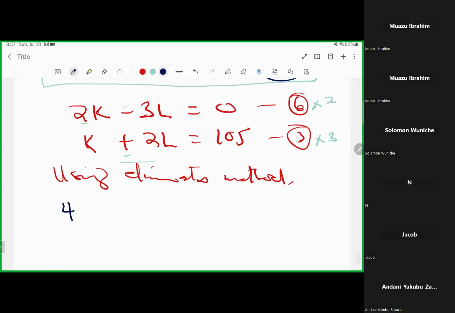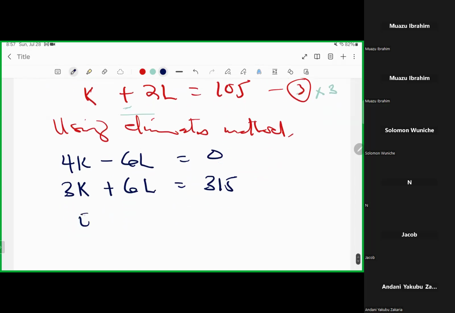4k, is that not it? Minus 6L is equal to 0. And here will give us what? 3k plus 6L is equal to 105 times 3. We will get 315. So here will now be equation, maybe let's say equation 7, equation 8.